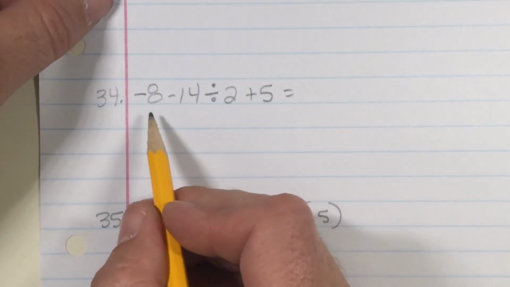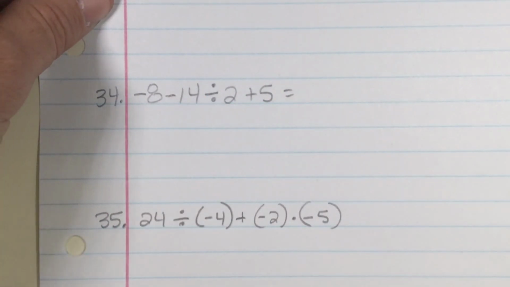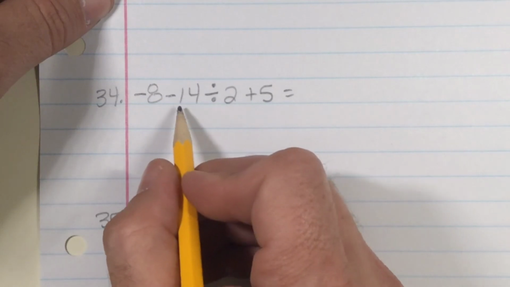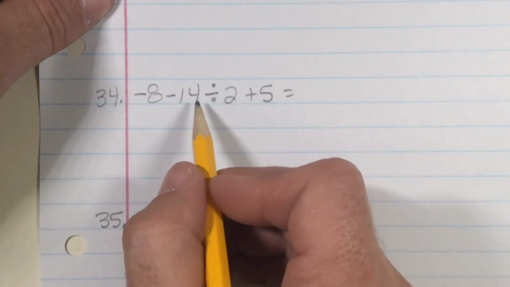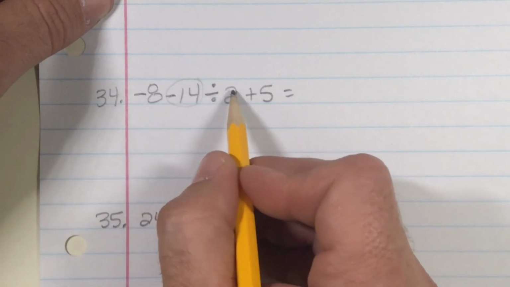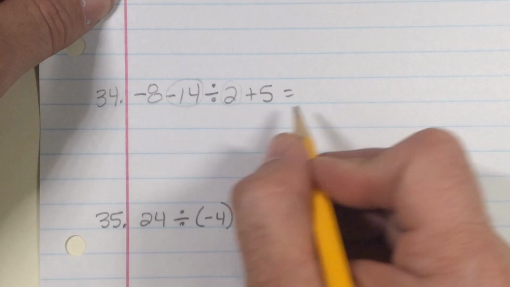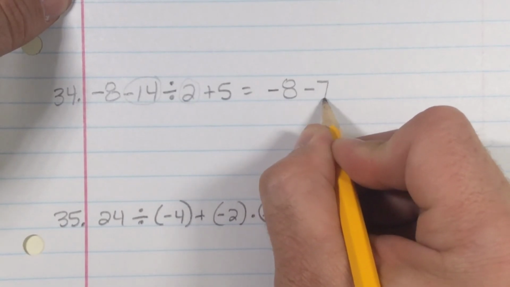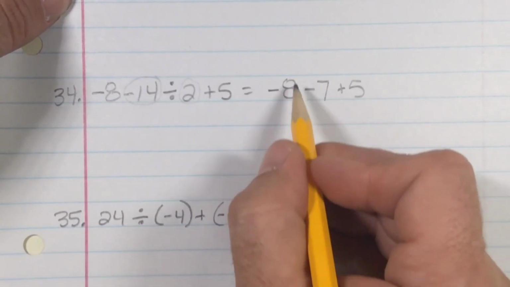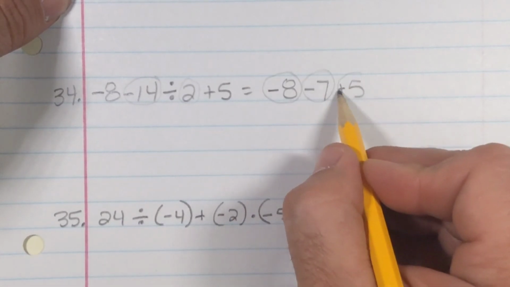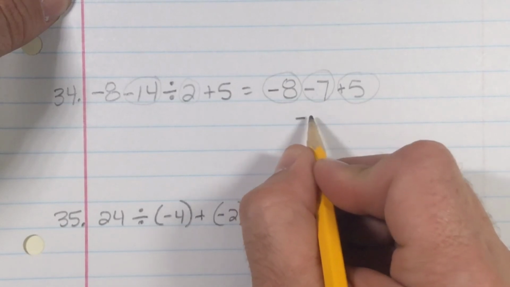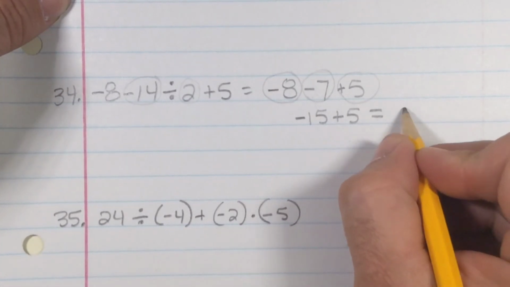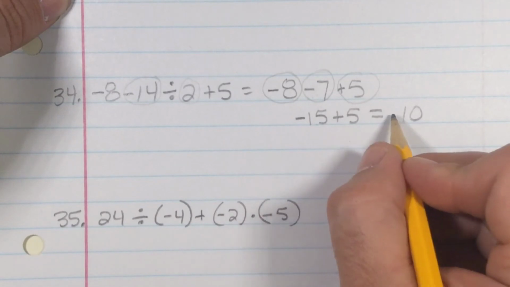For number 34, I'm just supposed to evaluate. And going left to right, oh, division comes before subtraction and addition. So 14 divided by 2. Or I would look at this as negative 14 divided by a positive 2. So now I have negative 8. Negative 14 divided by 2 is negative 7 plus 5. Well, now I have a negative 8, a negative 7, and a positive 5. Negative 8 and negative 7 gives me negative 15 plus 5. Different signs, so I subtract. And I get 10, and I keep it negative because the absolute value of the negative was a larger number.